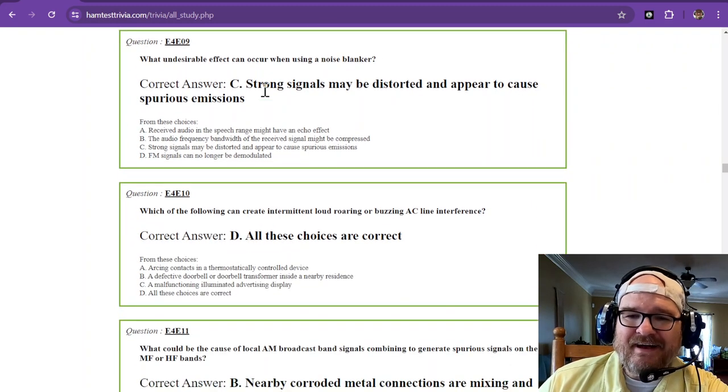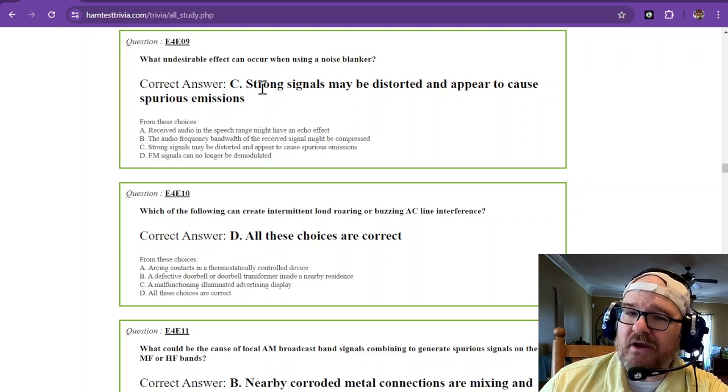What undesirable effect can occur when using a noise blanker? Now, this is a problem that I also have in the Jeep. Strong signals may be distorted and appear to cause spurious emissions. So you get some weird sound effects sometimes if you got somebody really strong and that noise blanker's on.